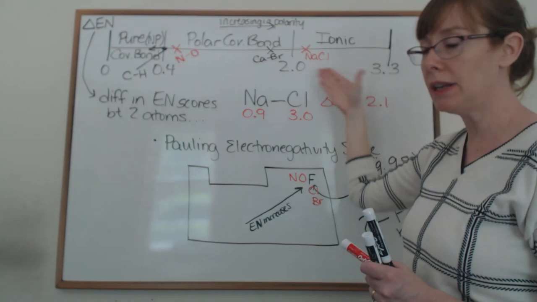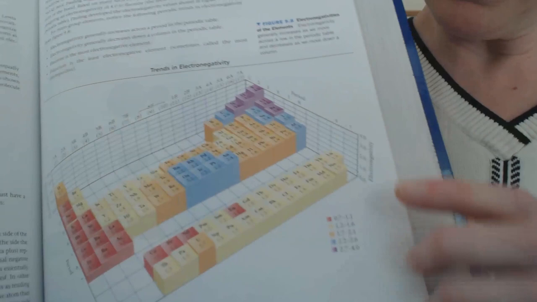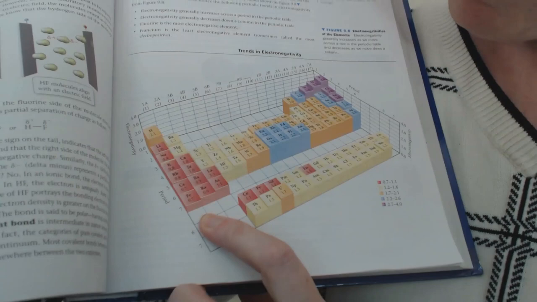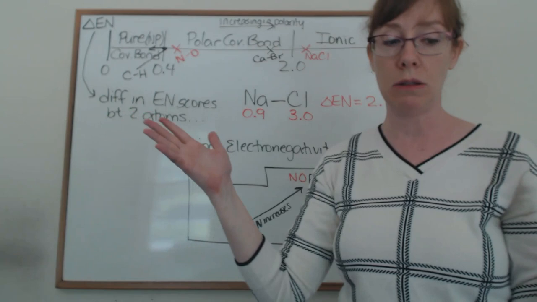The reason the scale stops at 3.3, maybe you've already noticed this: if you look for the highest number, it's 4.0 with fluorine. If you look for the smallest number on your scale, you're going to find that cesium and francium are both 0.7. So 4.0 minus 0.7 is 3.3. The maximum difference that could be observed with the known elements is 3.3. So that's why it ends with 3.3.